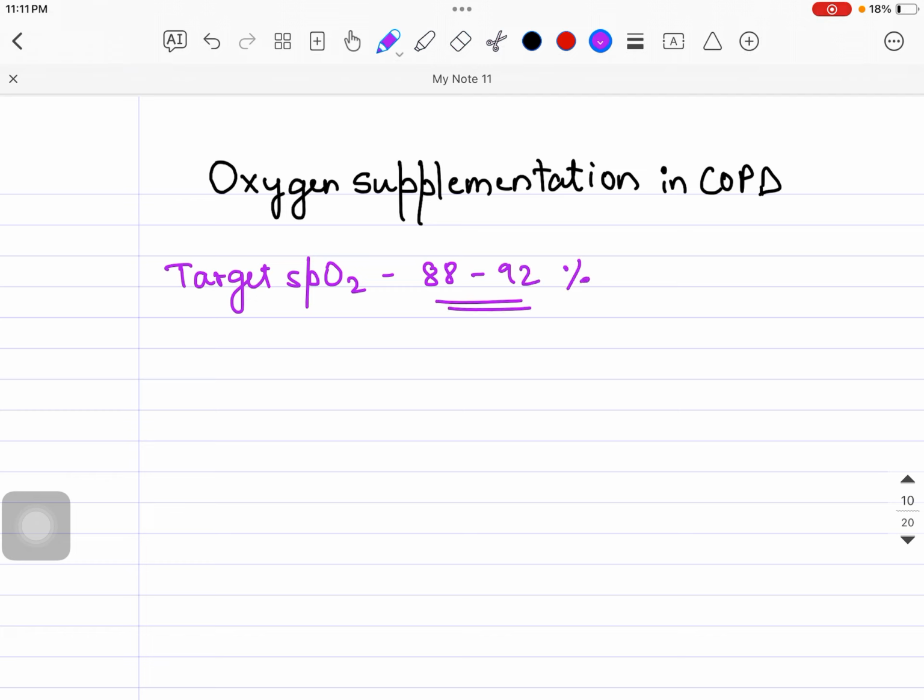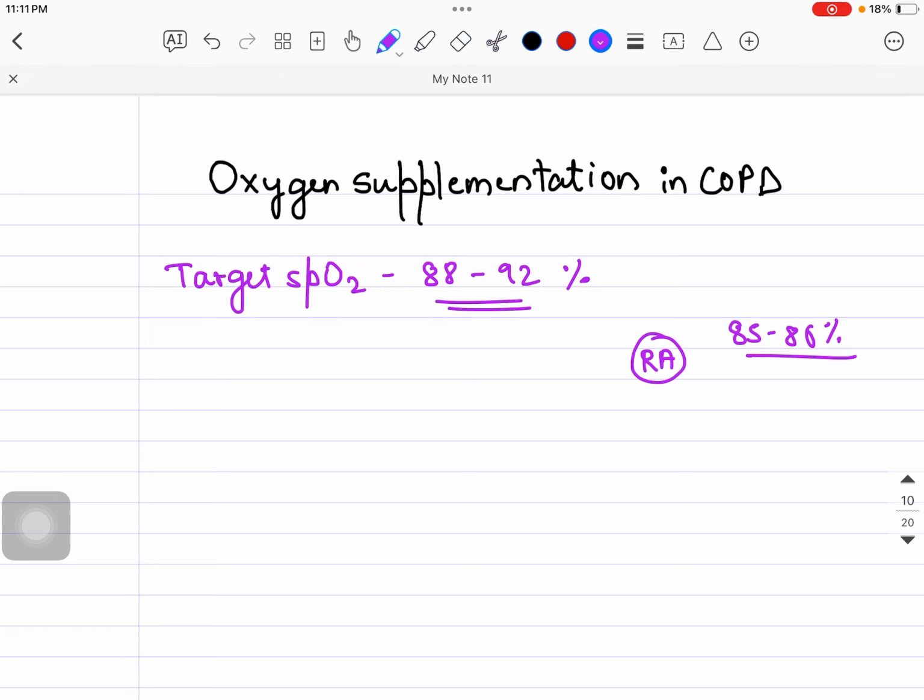So if a patient has COPD, and you are planning to discharge that patient, but the thing is, this patient has an oxygen saturation of 85 to 86% on room air. I am saying this, okay? The patient is on room air, not requiring any oxygen, but 85 to 86%.